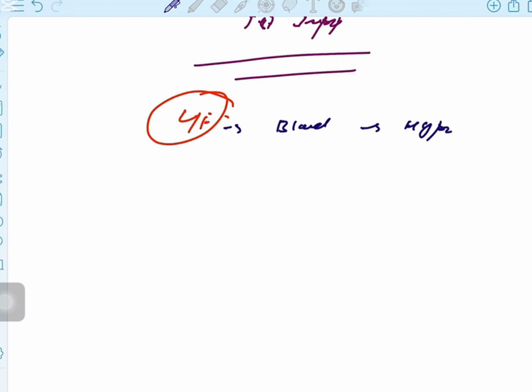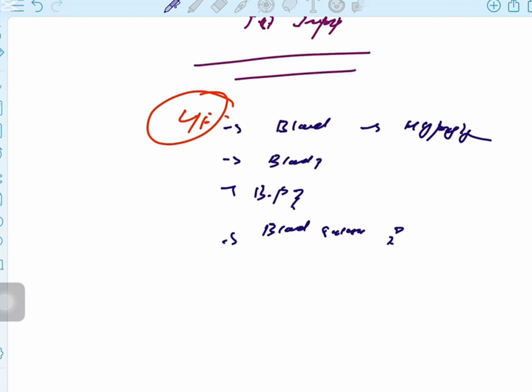Hyperglycemia, number one. Number two, what will a high level of cortisol do? It will increase your blood pressure, as it acts on your blood vessels and your heart. When it acts on the blood vessels, it causes vasoconstriction and the total peripheral resistance increases, which leads to high blood pressure. So in a patient with Cushing syndrome, what will we see? Blood pressure is high and blood glucose level is high.